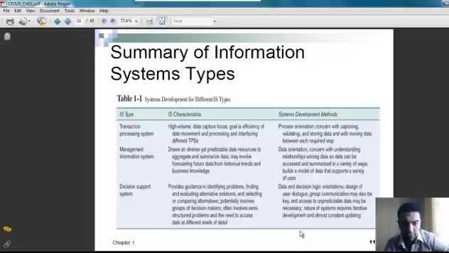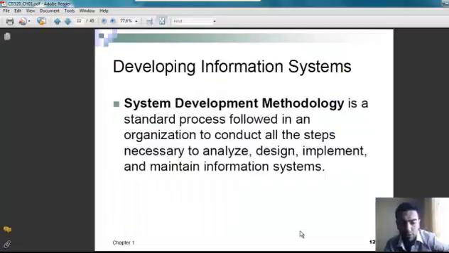For management information systems, draws on diverse yet predictable data resources to aggregate and summarize data, and may involve a forecasting feature with data from historical trends and business knowledge. For decision support systems, provides guidance identifying problems, finding and evaluating alternative solutions, and selecting or comparing alternatives. Potentially involves a group of decision makers, often involves semi-structured problems and the need to access data at different levels of detail.